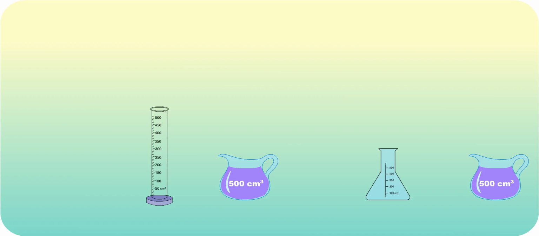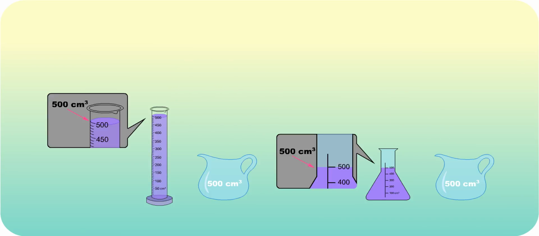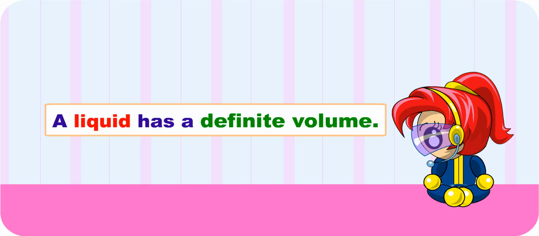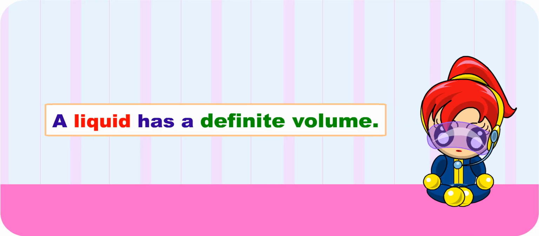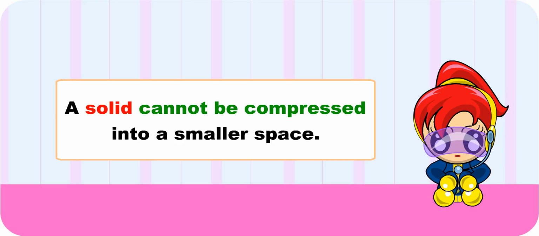Now, let's take a look at the volume of a liquid. Observe the volume of the grape juice as it is being poured into different measuring cylinders. From the experiment, I can tell that the volume of the grape juice does not change. Yes, you are right. This means that liquid has a definite volume. Now, do you recall that solid cannot be compressed into a smaller space? We need to know if a liquid can be compressed.